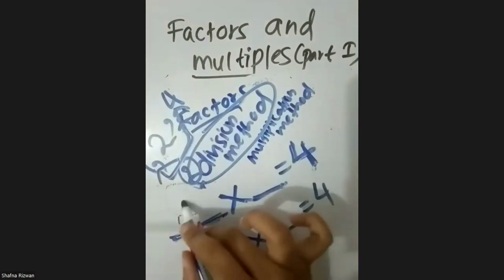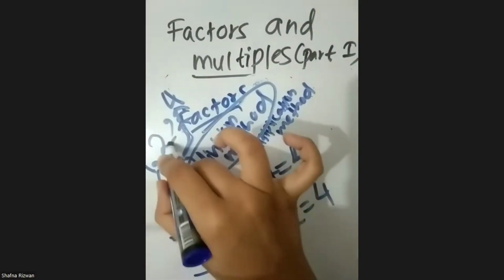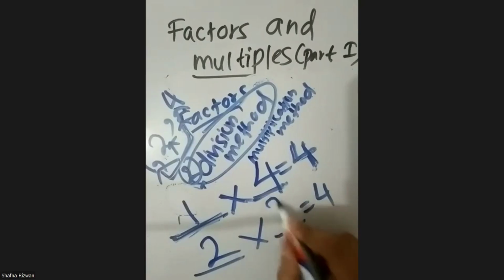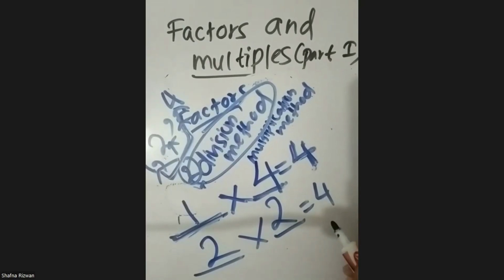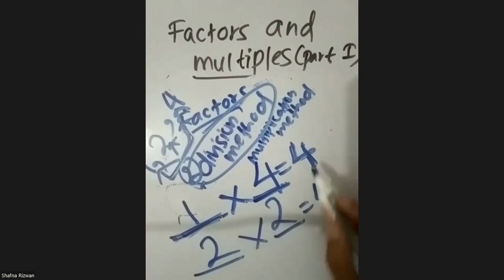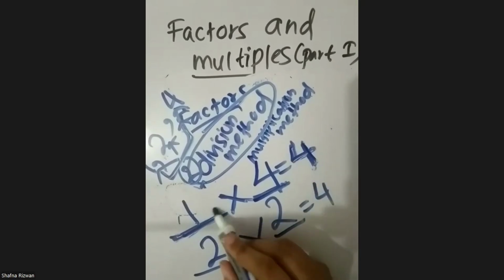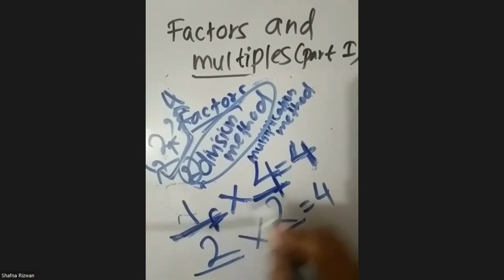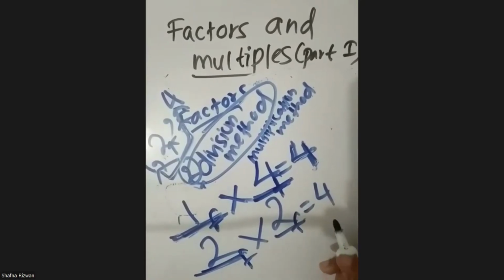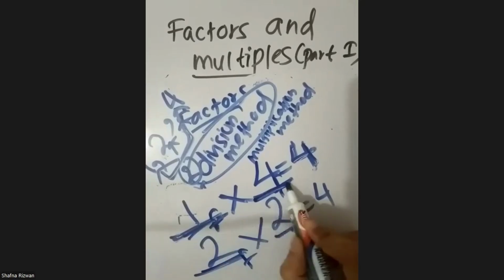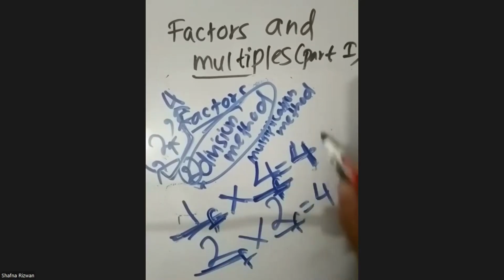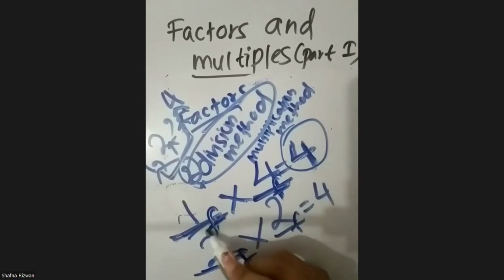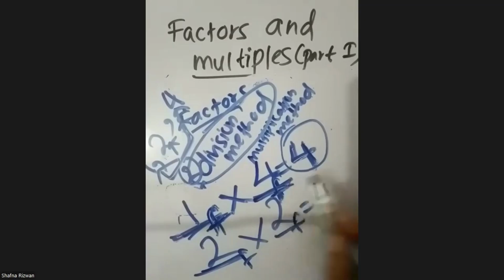So 1 and 4, they were the pairs, so write it here. 2, you already know it came 2 times, so write 2 here and another 2 here, so that you will get 4. So what are the two numbers that, if you multiply, you get 4 here? Those numbers which you multiplied are considered your factors. This 1 is a factor and 4 is a factor. This 2 is a factor. Again, the same 2, it's a factor. So the two numbers by which you multiply to get your given number are considered your factors.